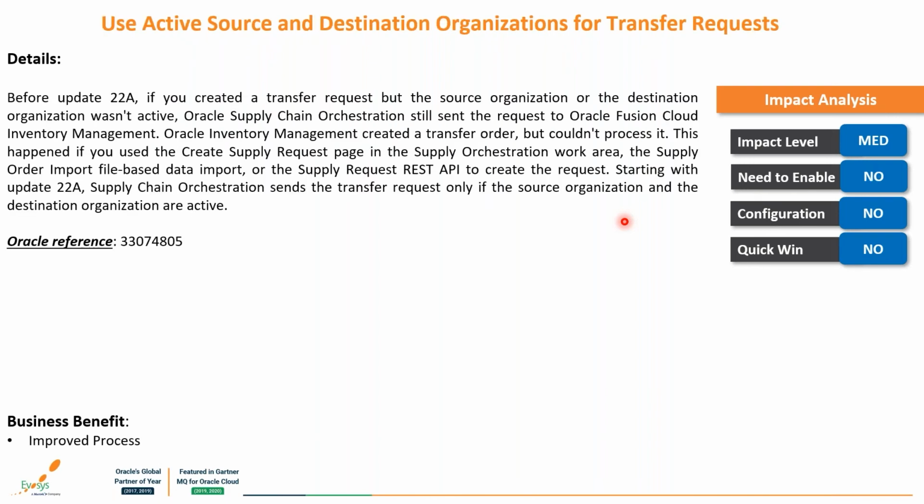Use active source and destination organizations for transfer requests. So this was a bug which had been identified that has been resolved in the 22A update. And as mentioned, we can now use the active source and the destination organization while creating the transfer request. Earlier, we were not able to know whether the source or the destination organization was active or had been deactivated.